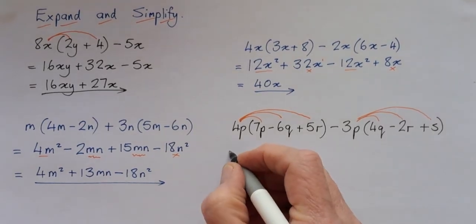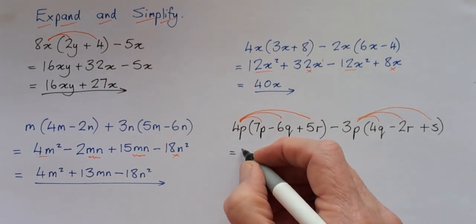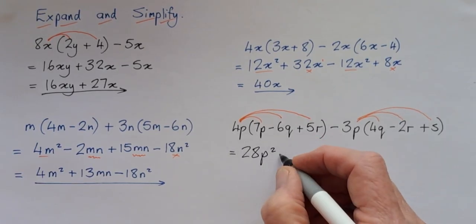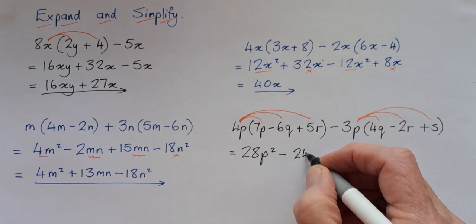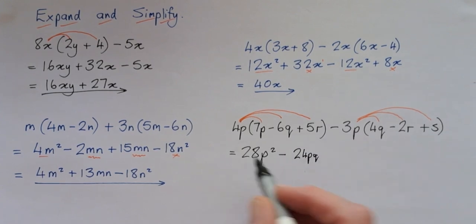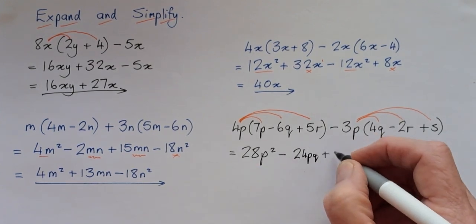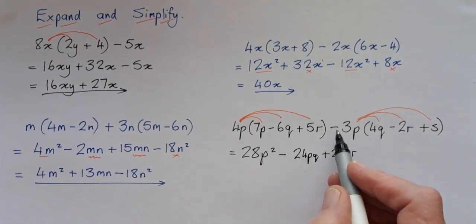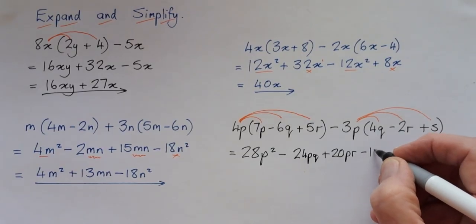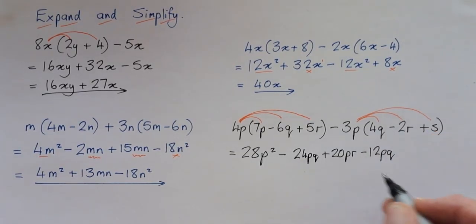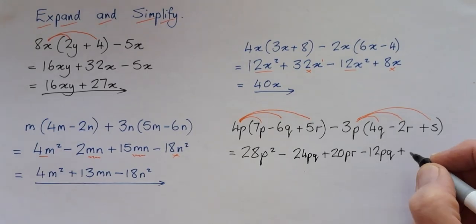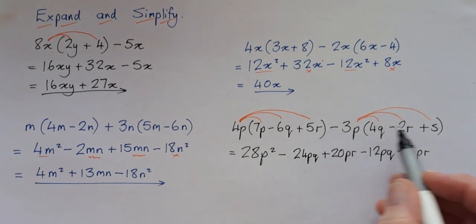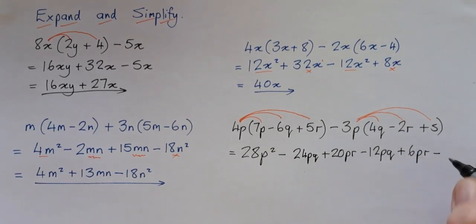Right, let's start off. That times that is going to give me 28p squared. Be careful of your sign, negative 24pq. Plus 20pr. Minus 12pq. Negative times negative is positive 6pr, and negative times positive is negative 3ps.